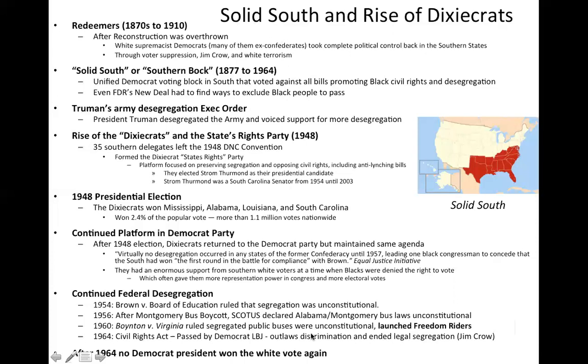And then ultimately the 1964 Civil Rights Act, which LBJ was probably one of the few politicians that could pass. He was a master politician. Say what you will, I don't think many people could have negotiated this, but he also used JFK's assassination to help push this forward. It basically outlawed Jim Crow and legal segregation. And after that, no Democrat won the white vote. After that, white voters completely shifted to the Republican Party.